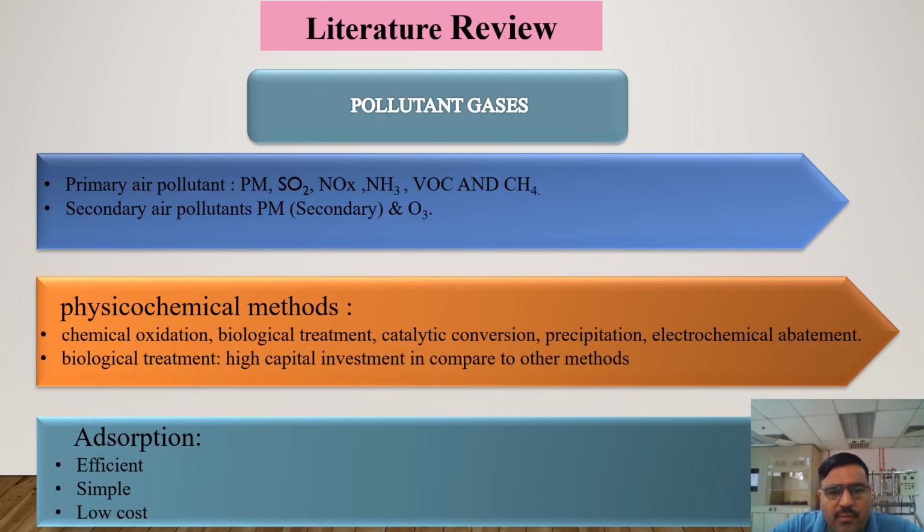My literature review: pollutant gases. The primary air pollutants are PM, SO2, NOx, NH3, VOC and CH4. Secondary air pollutants are secondary PM and ozone. Physiochemical methods include chemical oxidation, biological treatment, catalytic conversion, precipitation, electrochemical abatement. Biological treatment has high capital investment compared to other methods.